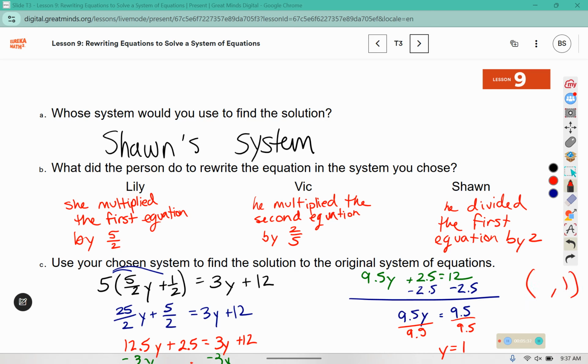But I also need to plug it back in to solve it for x. So I had x equals 5 over 2 times 1 plus 1 over 2. 5 over 2 plus 1 over 2 is 6 over 2, which is the same as 3. So the coordinates of the point of intersection of these two lines is the point (3, 1).